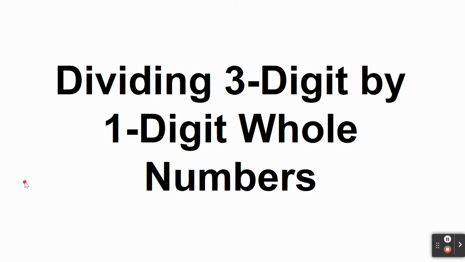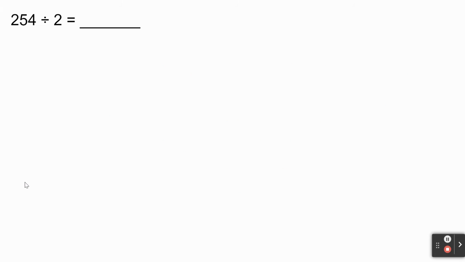Today we'll be dividing 3-digit by 1-digit whole numbers. Let's start with 254 divided by 2. The first thing we're going to do is represent our dividend, or our starting number, using base 10 blocks.